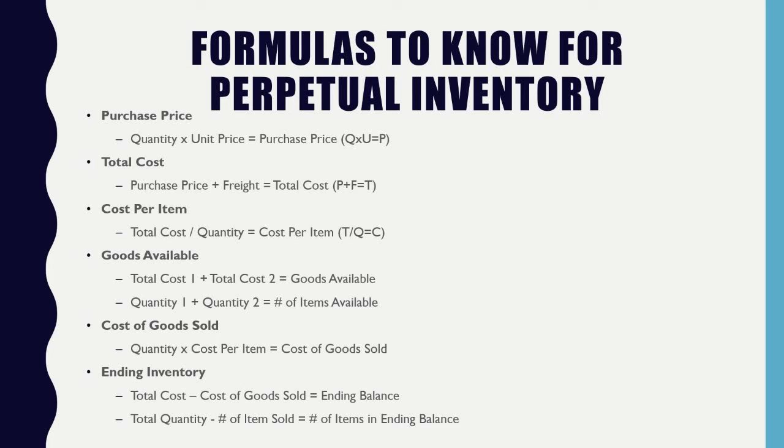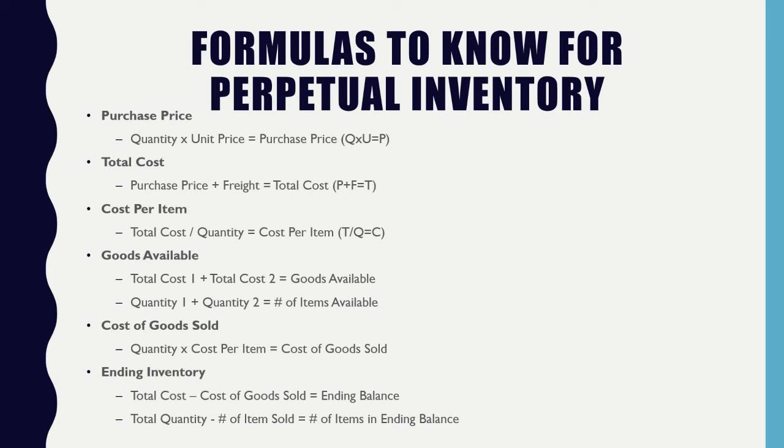And we'll take a look at that when we actually dive into our inventory on hand section right there. That's going to be your total goods available. Of course, your quantity 1 plus your quantity 2 gives you your total quantity. So we'll take a look at that.